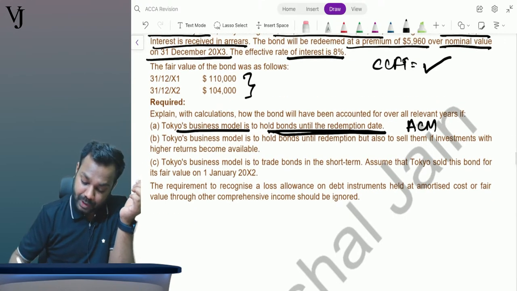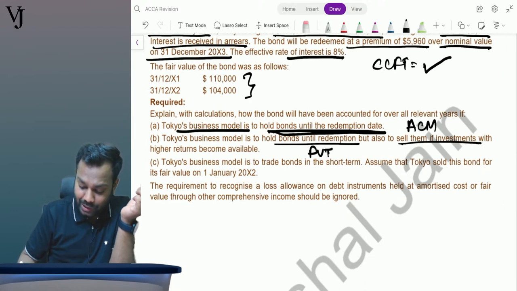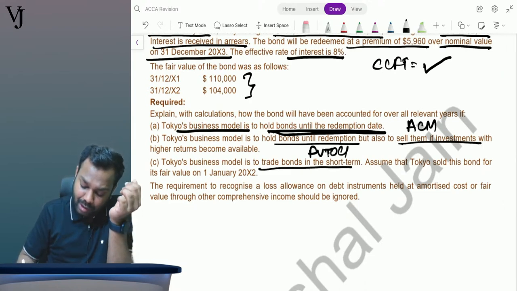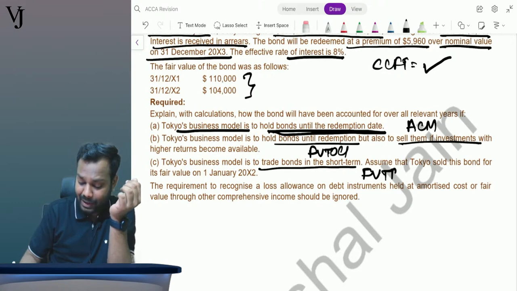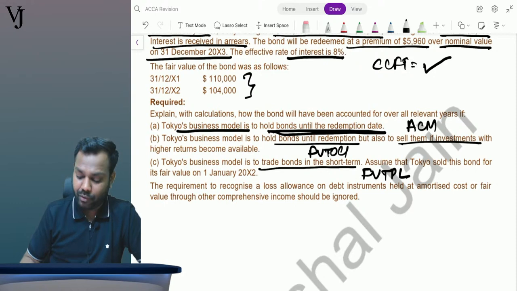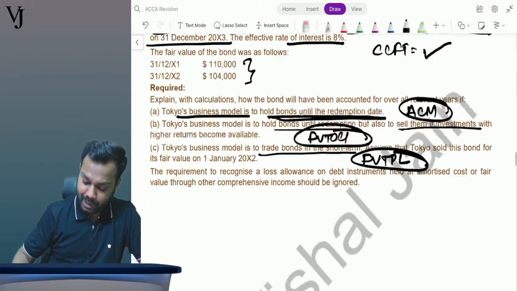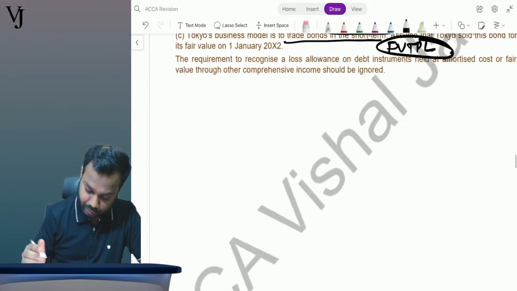Hold till redemption but also sell them, okay? So it is FVT OCI. Trade bonds in short term, it is FVT P&L, right? FVT P&L. Clear, everyone? So you have to do the accounting treatment for amortized cost method, FVT OCI and FVT P&L. I will explain. Okay, let me solve it off also.